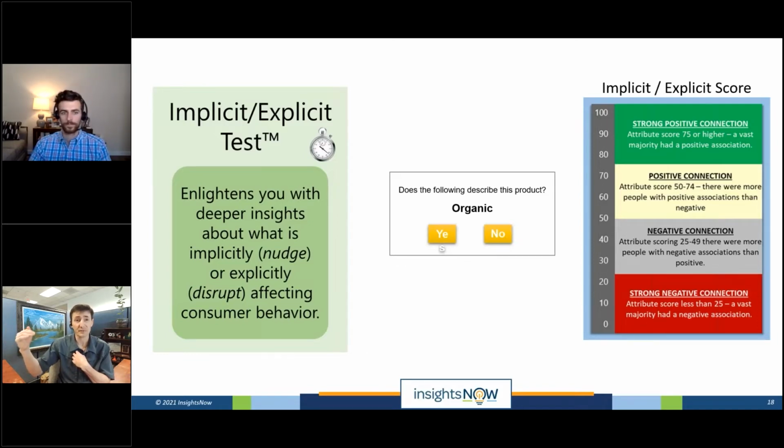The vast majority of the people have a strong implicit reaction or association. 50 to 75 range are more positive than negative answers. 50 to 25 down below are more negative than positive answers. And then anytime you're 25 and below, you're getting reactions that are implicitly negative. So fast no scores.